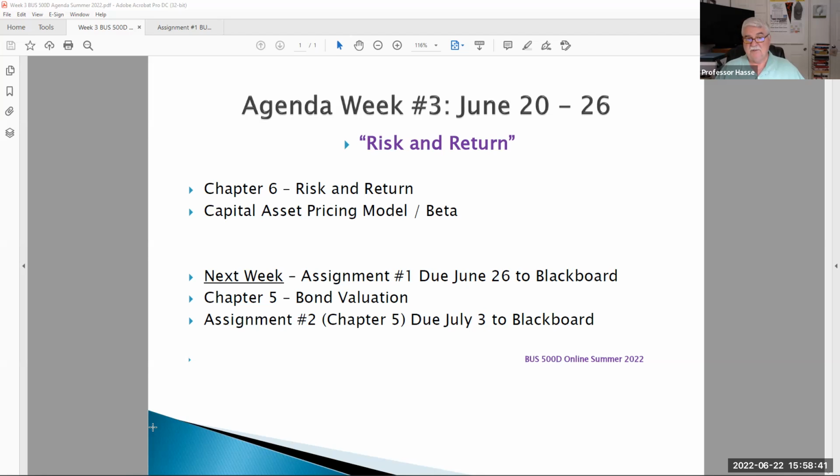Subsequently, next week, we have another assignment which is on the material of chapter 5 and present time value of money, and also some risk and return and bond valuation. We'll be talking about that next week, and that'll be our next assignment due. That'll be due July 3rd. But this week our topic is risk and return.